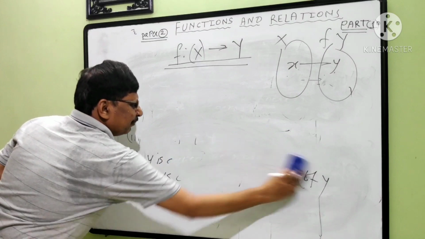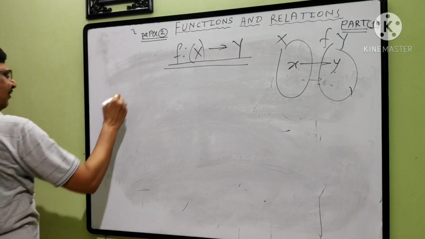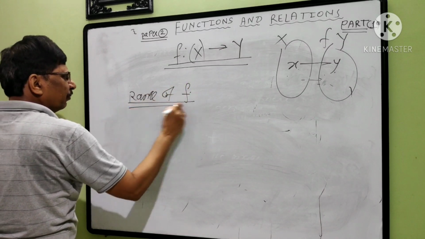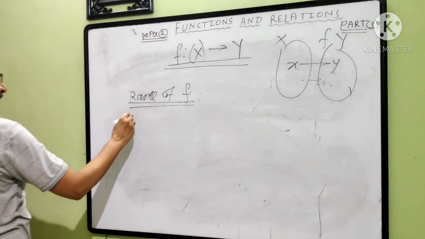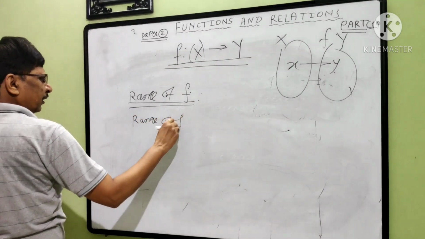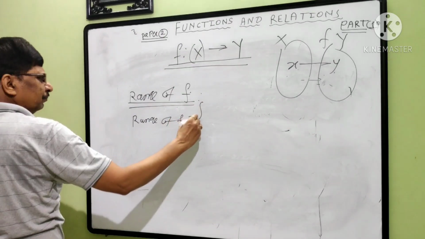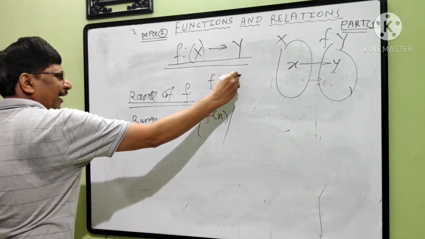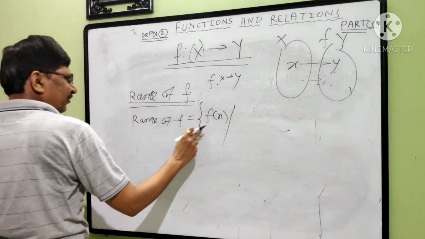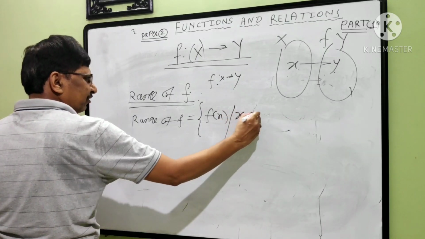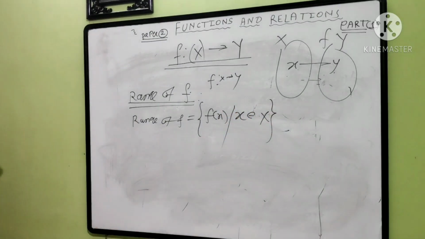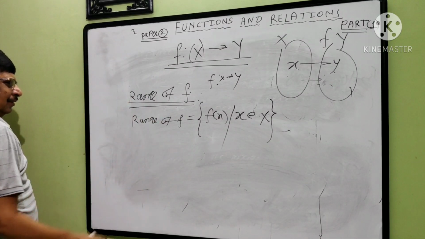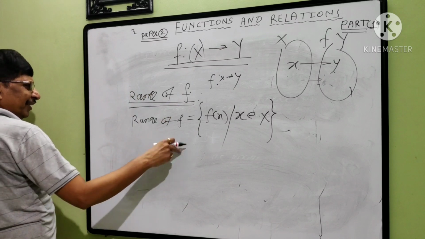Now write the next definition, and that is the range. Range of f. Now range of f is the set of all f of x. Suppose f is a function from X to Y. Range of f is the set of all f of x such that x belongs to capital X. Okay, very simple definition. Now what is the meaning? Definitions are simple, but we must know their meaning.